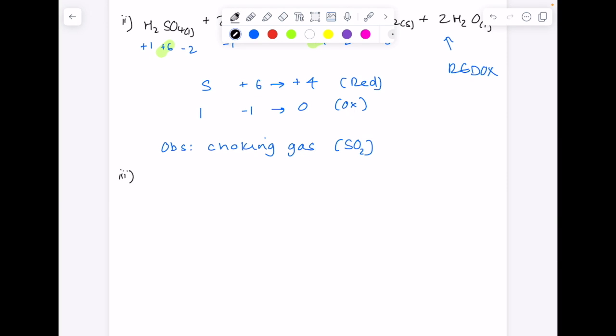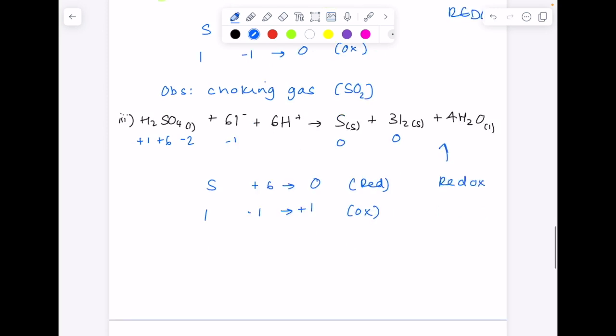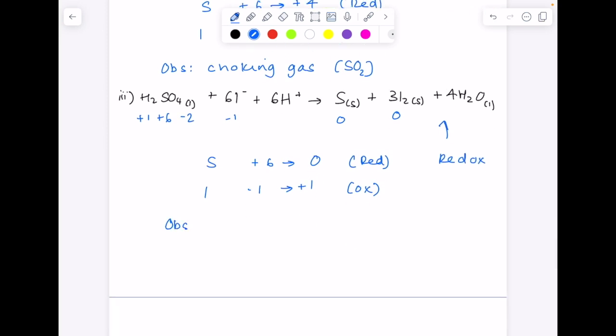Reaction 3. There's sulfur being reduced again. There's iodine being oxidized. So that is a redox reaction. Our observation here is that sulfur produced is a yellow solid.